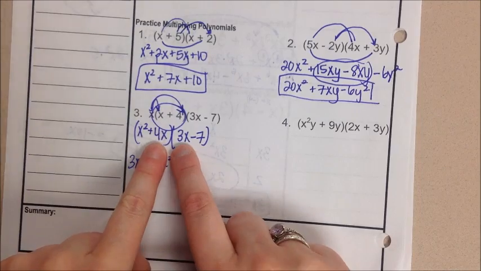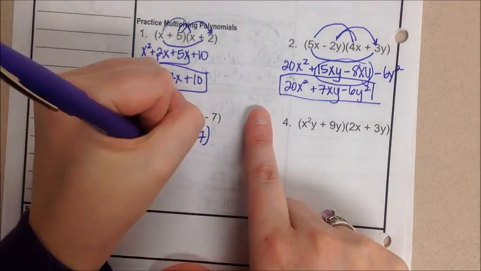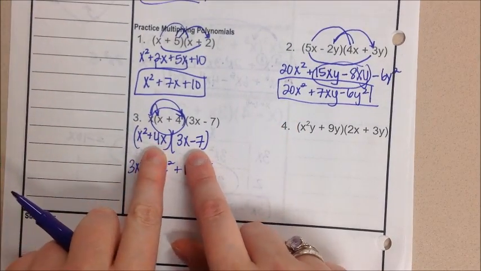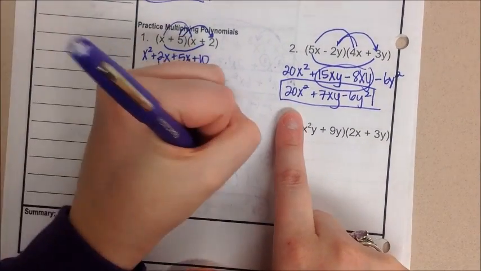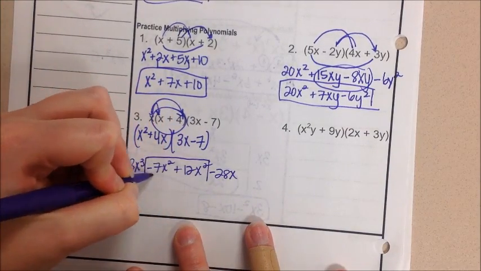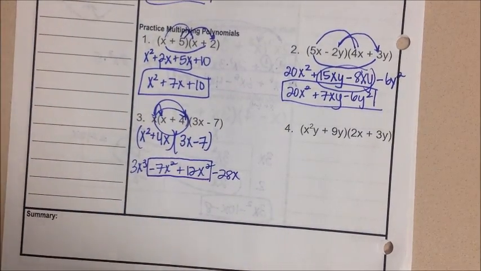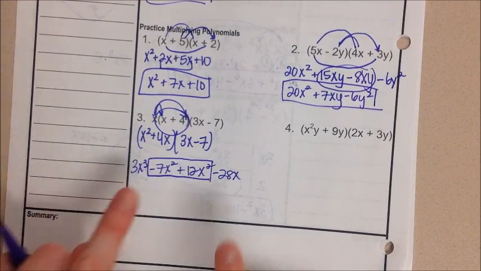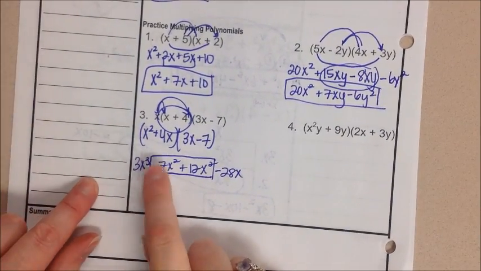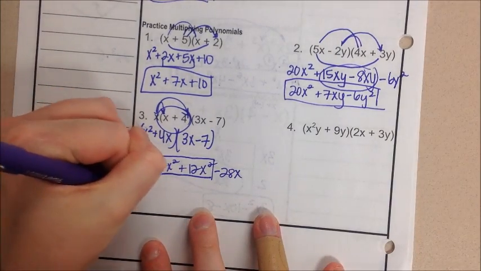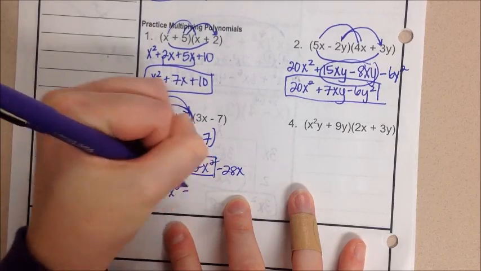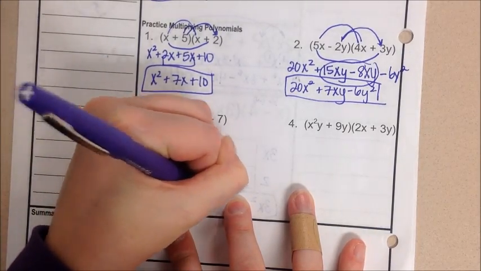And then I have my insides. 4x times 3x. Well, 4 times 3 is 12, and then x times x is x squared. And then my last is 4x times negative 7, which would be negative 28x. And then you combine this. Don't forget that this 7 is negative. That's one of the biggest things I see, is that we just go, oh, 7x squared plus 12x squared, 19x squared. Okay, this is negative 7. So that would be 3x squared. Negative 7 plus 12 is 5. So that's 5x squared and then minus 28x. Okay.